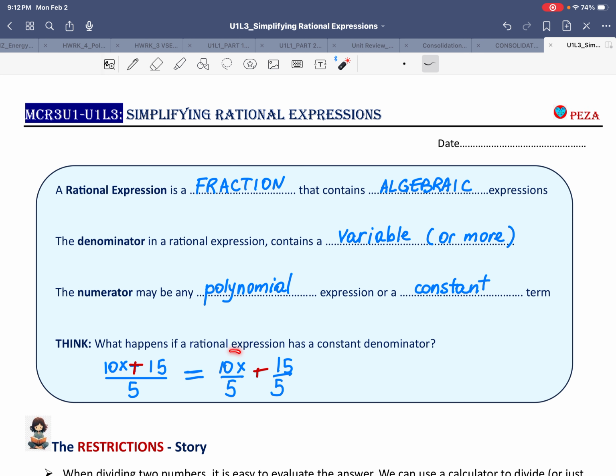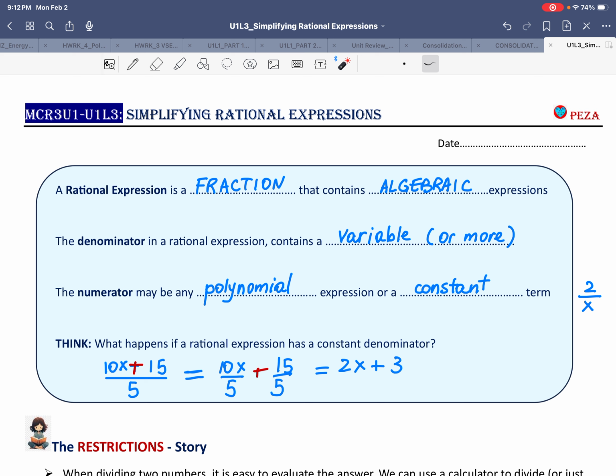Now, if you simplify this, 10x divided by 5, we get simply 2x, and 15 divided by 5, we get 3. As you can see, this is simply a polynomial expression, so it doesn't qualify to be a rational expression. So just be mindful of that. The numerator can be a constant number, but the denominator cannot. A rational expression can be, for example, 2 over x. But if you write x over 2, that's not a rational expression. It's simply a monomial term.